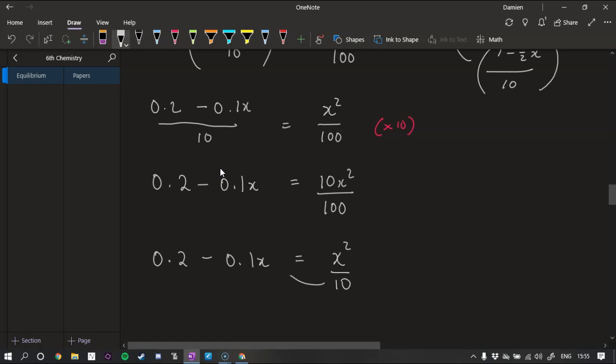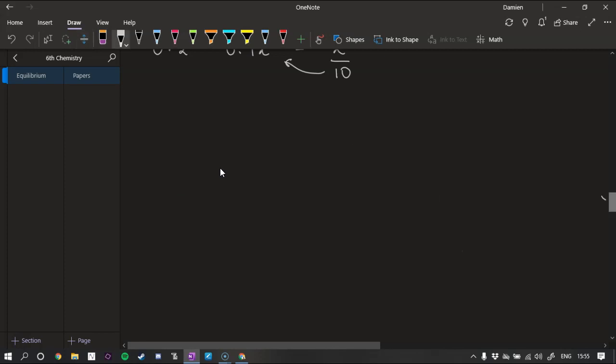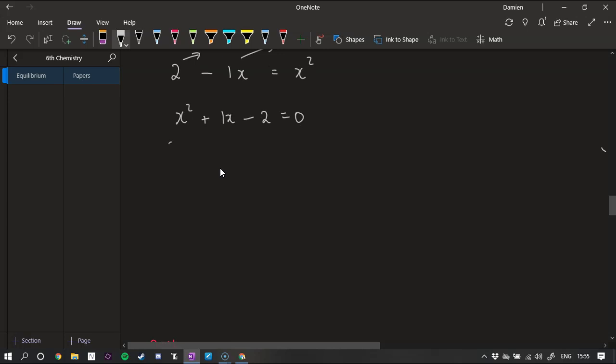And again, I brought the 10 up here. When I brought the 10 up, I ended up with 2 minus 1x is equal to x squared. As you can see, you have an x squared and x and a number, you've got a quadratic equation. So this is going to give you x squared, and I'm going to bring over the minus 1x and the 2, plus 1x minus 2 equals 0, and then you factorize. So simple factorization, you've got to come up with minus 2, so we're looking at plus 2 and minus 1 to work that out. So you end up with x equals minus 2 and x equals positive 1. So there are your two answers.